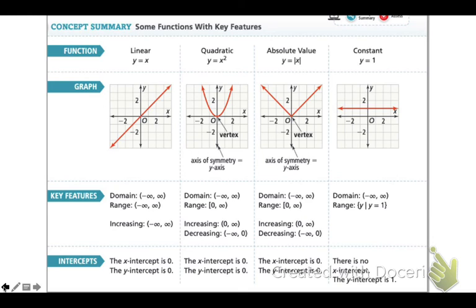I want this chart. It says concept summary. It's on the video. It will be there. You can freeze it. You're not going to have a really good picture, guys, but you need to watch the video, look in your book. I want this in your notes.